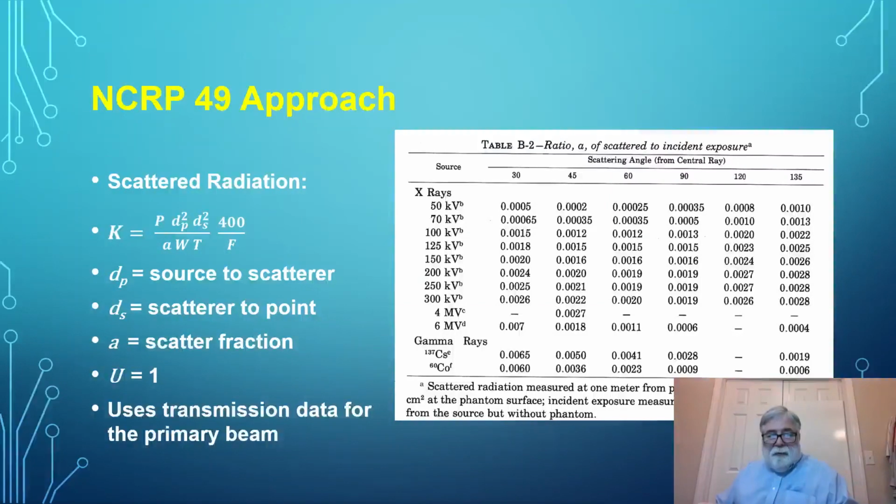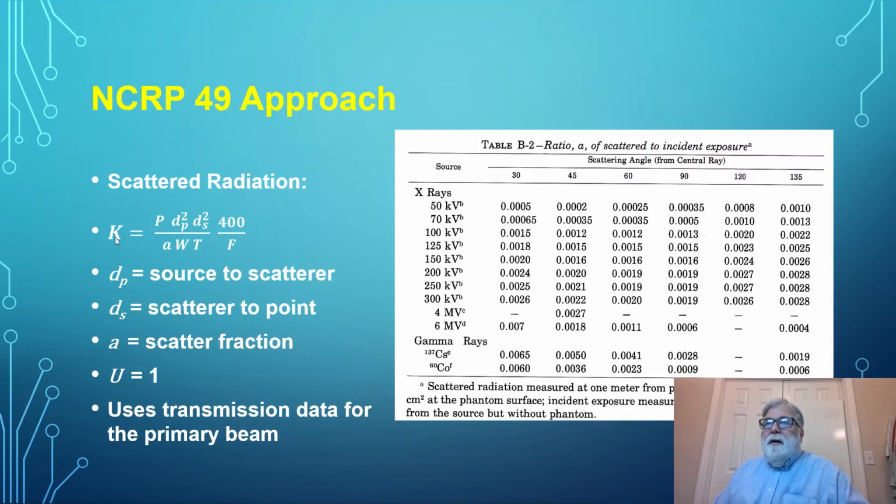So the beam that's reaching the patient, the phantom patient, and is scattering, that's 400 square centimeters, 20 by 20 centimeters. And so it scales by the surface area of the field. If the field is smaller, there's less radiation to scatter. If it's larger, there's more radiation to scatter. That's what this F is. It's the field size, the field area.